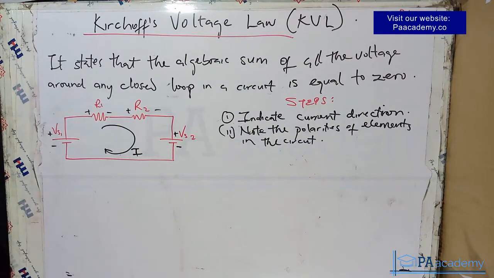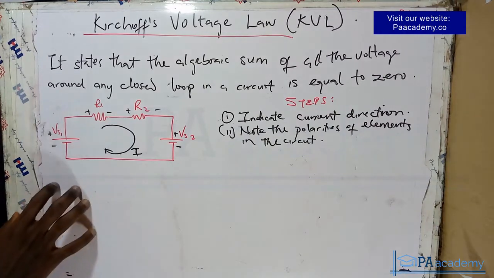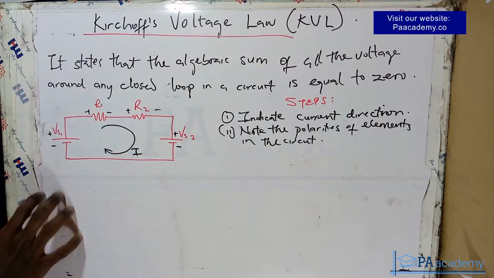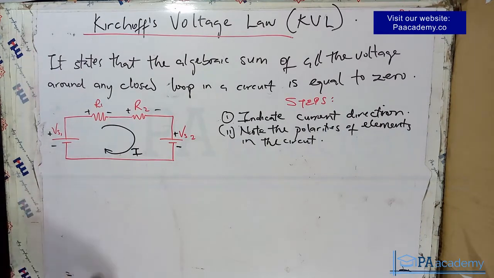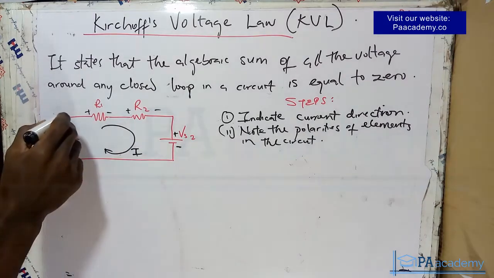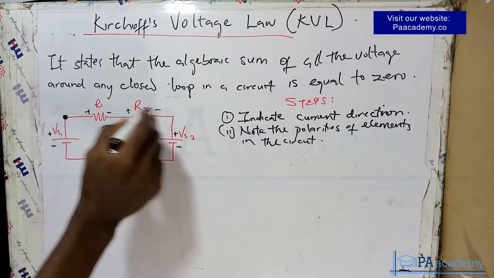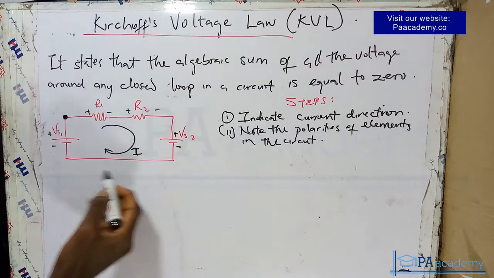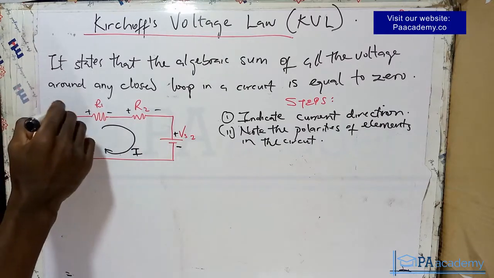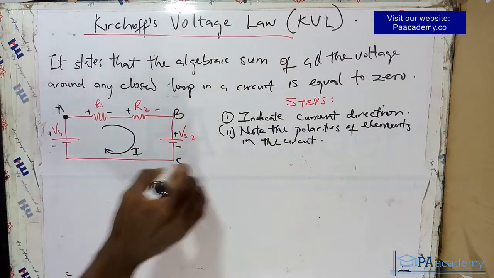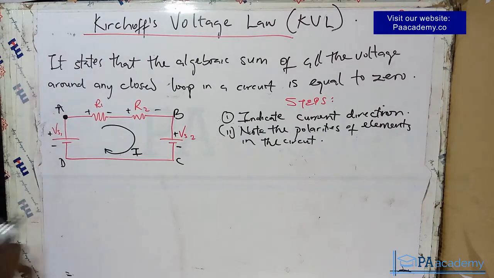Now the next thing you have to do is calculate the algebraic sum of the voltage around this circuit. For you to calculate it, you have to start from a particular node. So let's pick this node as an example. We are going to go around and calculate all of the voltage around this loop from here. Let me call these points A, B, C, and then D.